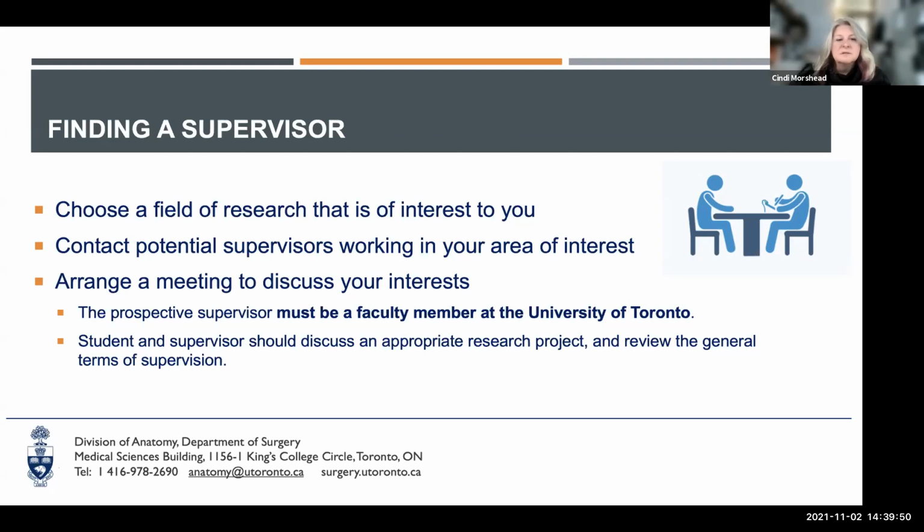And then within that field, you want to contact potential supervisors who are working in that area of interest. The next thing is you need to, of course, arrange a meeting to discuss your interests.